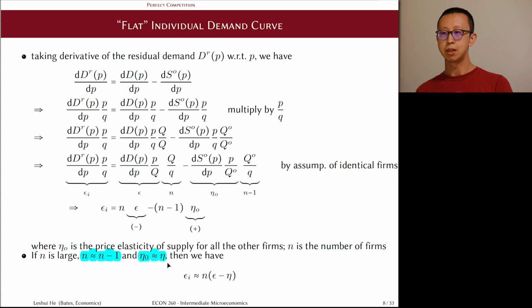So if we take these approximations, then we can rewrite this equation into a simpler form, which is just the price elasticity of the residual demand is approximately equal to the number of firms n times the difference between the price elasticity of demand in the market and the price elasticity of supply. Now let's use a numerical example to further illustrate what this expression implies.